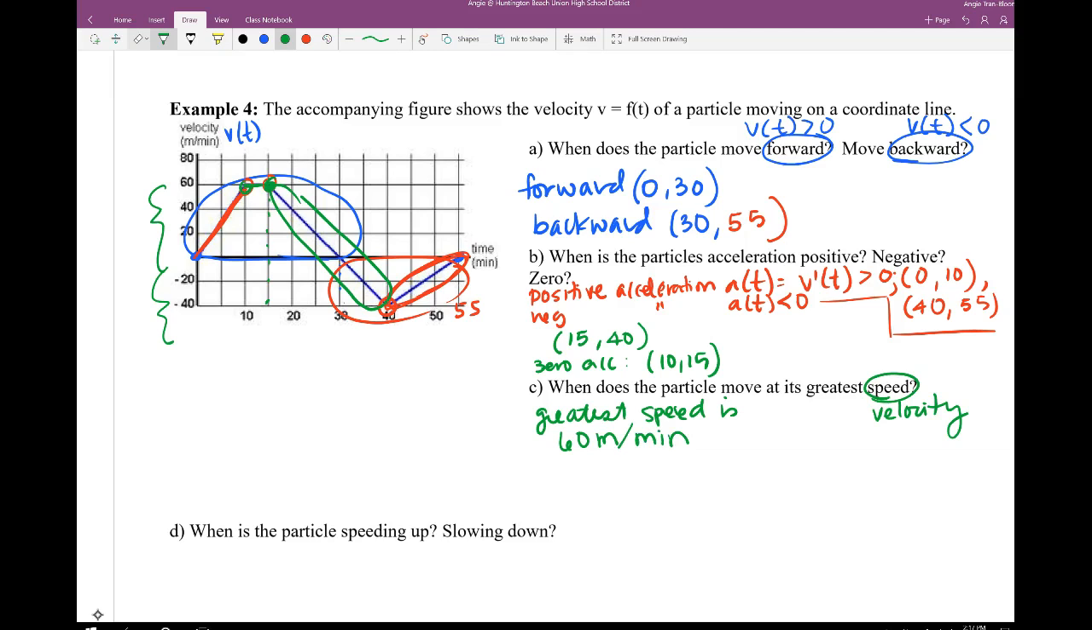And if you really want to get fancy, we can even put the time, okay? When does a particle move at its greatest speed? The greatest speed is 60 meters per minute at, when means we're looking for time. So that's from 10 to 15, from 10 to 15 seconds, how about that? Or minute, I'm sorry, this unit is minute.